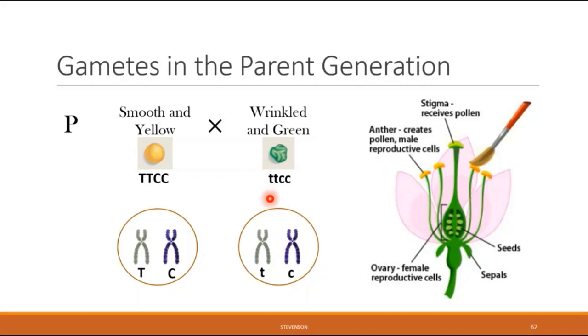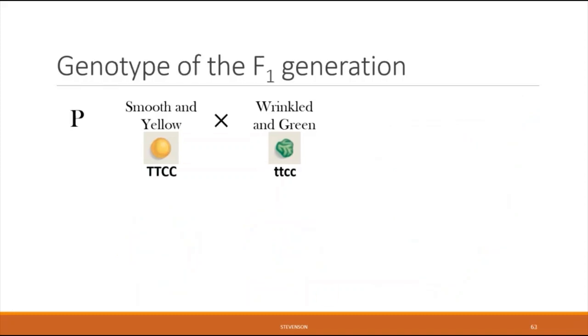The same goes for the wrinkled and green parent, which is recessive and true breeding, and so in all of the ova here, we should see the recessive allele of T in combination with the recessive allele of C. When the pollination took place, this inevitably means that the F1 generation would have gotten a capital T and a capital C from their smooth and yellow parent, and a lowercase t and a lowercase c from their wrinkled and green parent. Therefore, the genotype of every organism in the F1 generation would have been capital T, lowercase t, capital C, lowercase c.